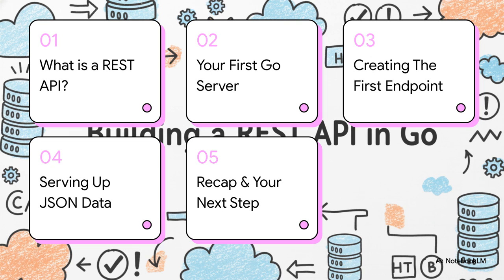First, we're going to cover the basics. What even is a REST API and why should you care? Then we're diving straight into the code. We'll spin up our very first Go server, we'll teach it how to say hello with something called an endpoint, and then we'll make it actually useful by serving up some real structured data with JSON. And of course, we'll wrap it all up with a quick recap and a little challenge for you to really make sure these new skills stick.